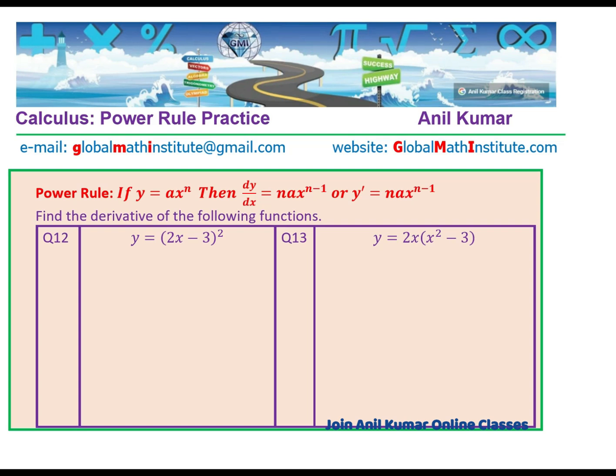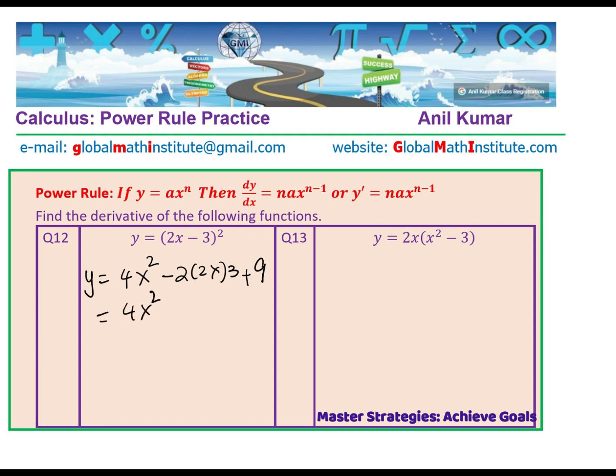Correct. So question number 12 and 13 are similar to the previous question. You need to expand and then find the derivative. So let's do it. For question number 12, we can expand and rewrite this as the square of 2x, which is 4x squared, minus 2ab, meaning 2 times 2x times 3, right? And then we have plus 3 squared, which is 9. So let me rewrite this as 4x squared minus 4 times 3 is 12x plus 9, right? And now we'll write down the derivative as 8x minus 12. Makes sense, right? Applying the power rule. So now you're good at it.